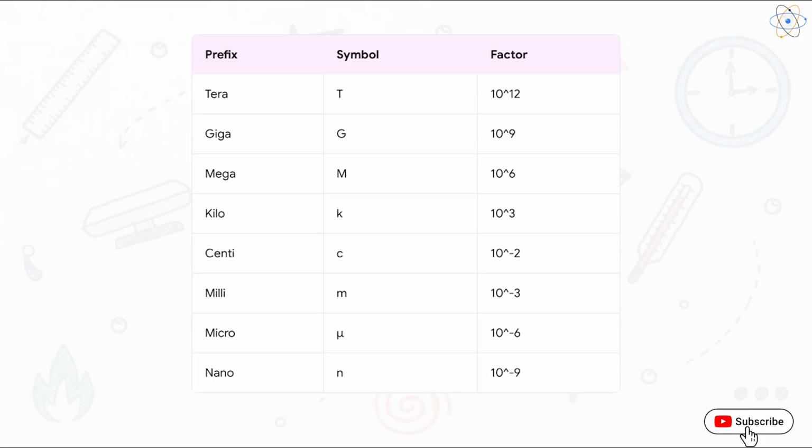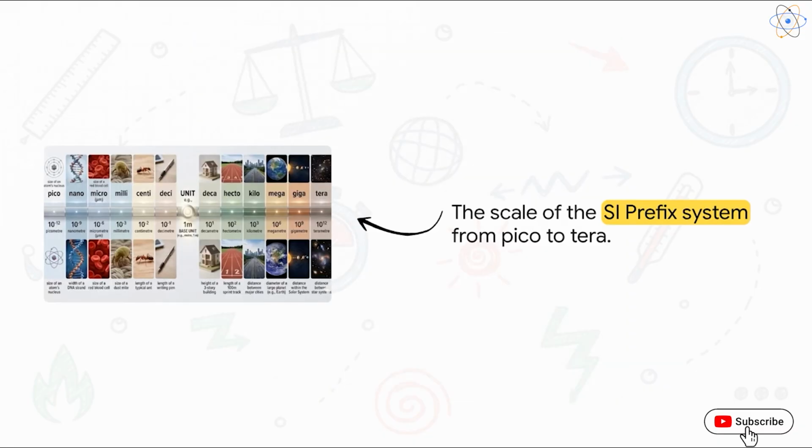Let's look at how a physicist actually applies this across real scales, from the tiny nucleus of an atom all the way up to the solar system. If we're looking at something microscopic, a physicist might talk about a wavelength of 500 nanometers.